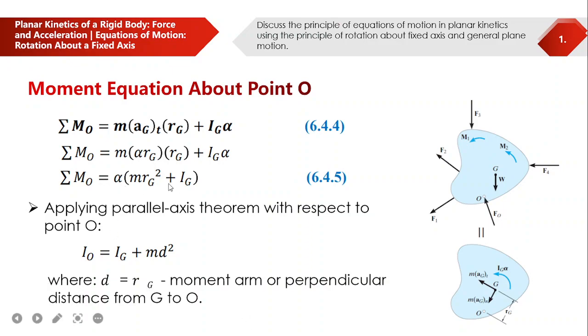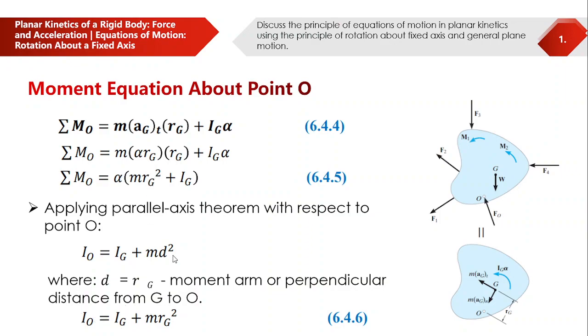So, mas simplify pa natin 'to. Therefore, magiging ano siya? I sub O is equals to I sub G plus M R sub G squared, from M D squared, naging R sub G, since we said that D is equals to R sub G. So, substitute lang natin yung equivalent ng D sa R sub G. Okay?